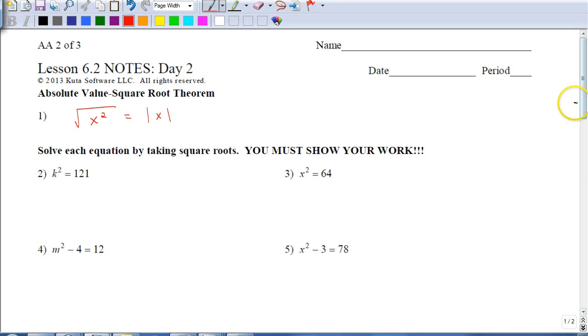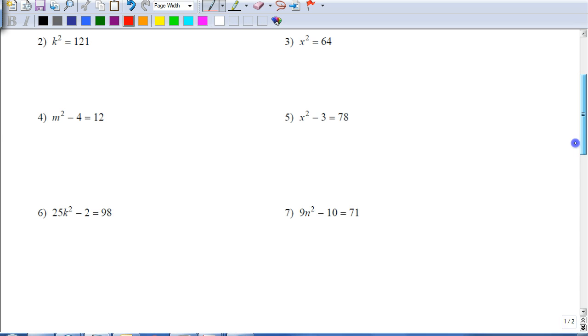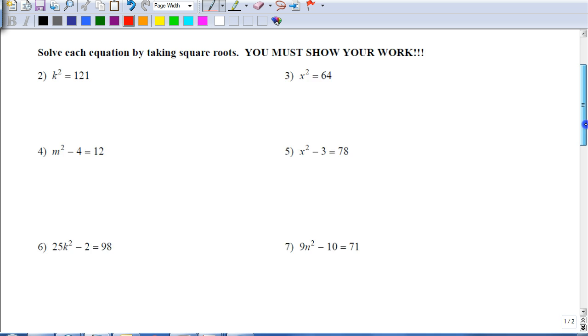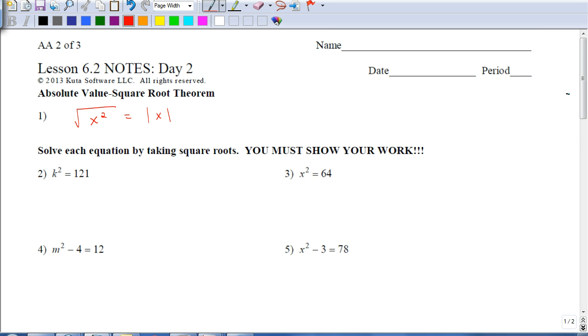Okay, in today's lesson, we're going to continue with where we left off yesterday, dealing with absolute value equations. But if you notice, the equations we're going to be solving today don't have absolute value in them. Well, at least not yet. It's important that we understand this theorem called the absolute value square root theorem.